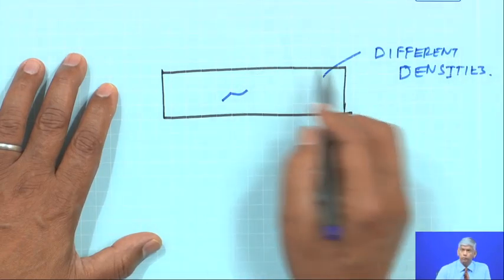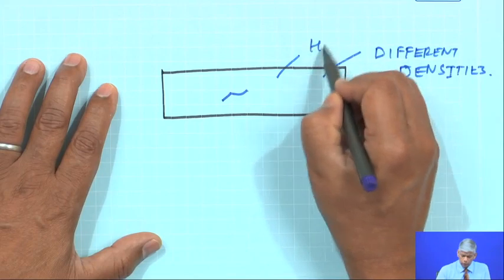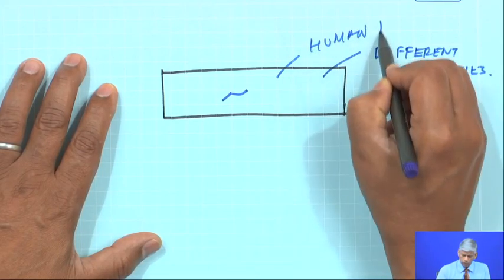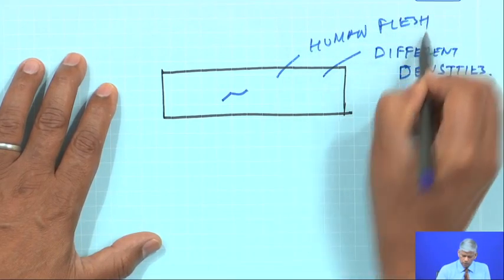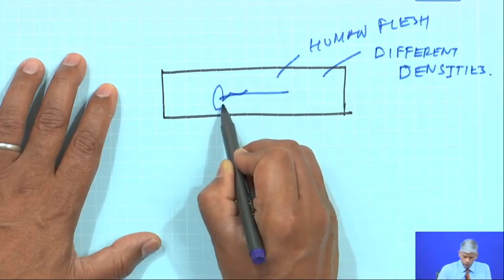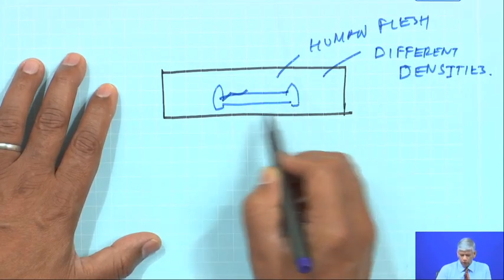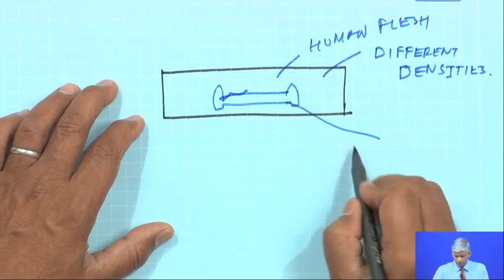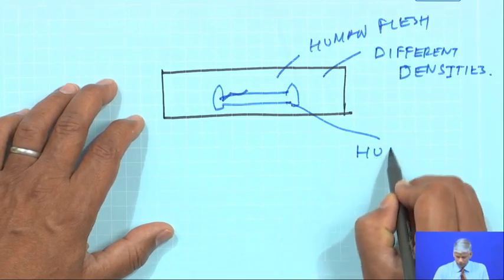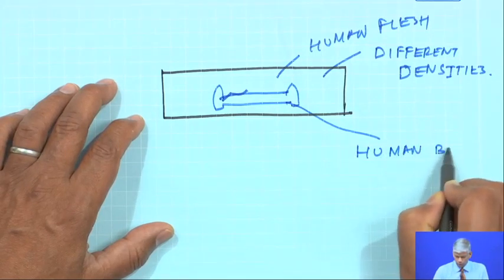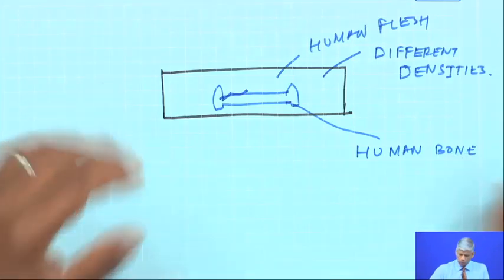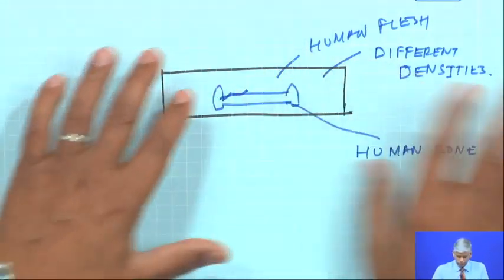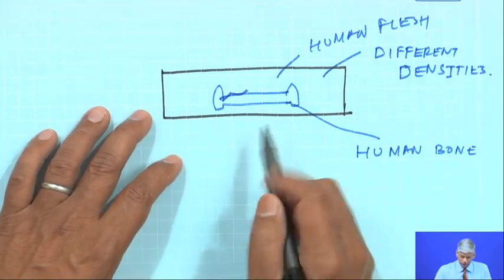You would have heard of maybe this is human flesh, and maybe this is a human bone. Of course, I am not drawing the whole human being here, but for the sake of discussion, human bone. Okay. Excuse my drawing because I have not drawn the entire person here.